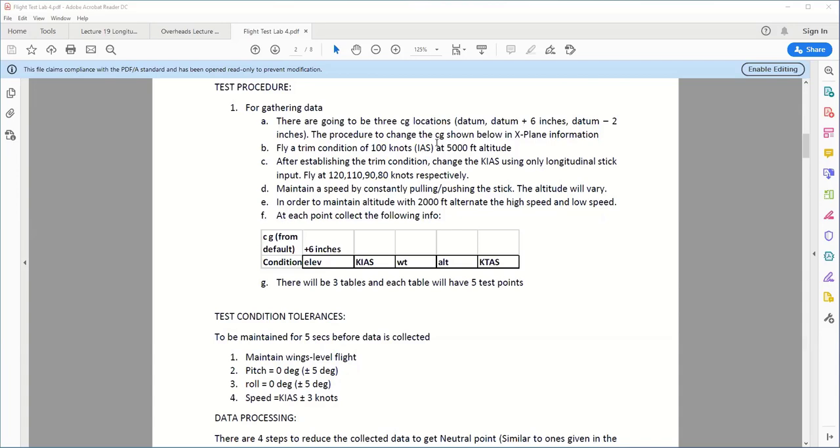You cannot roll. Try to avoid roll as much as possible. And you have to fly at the speeds. So you'll start at 100 knots. You can slow it down to 90. Then you come back again for 110. Then you can slow it again to 80. Then you can come back for 120. So that way you'll be doing something like this. Okay. And there will be an altitude loss or altitude gain. That's fine.